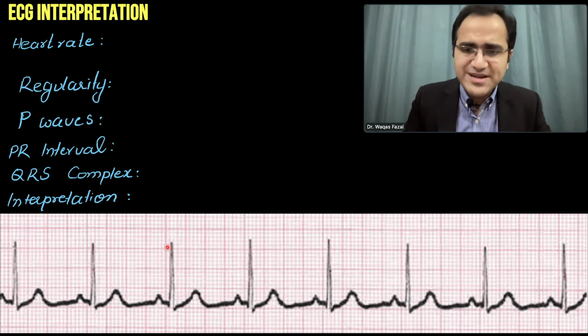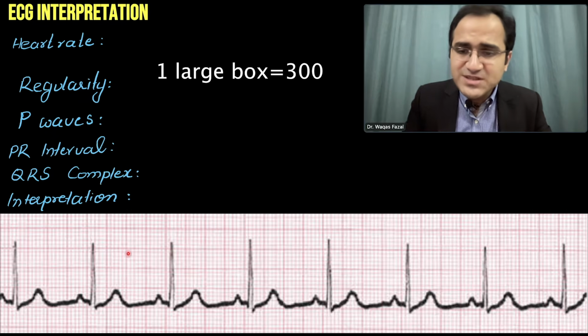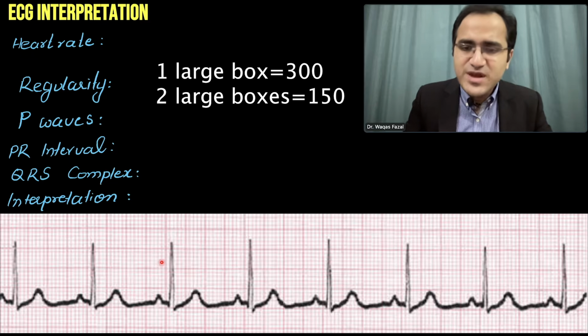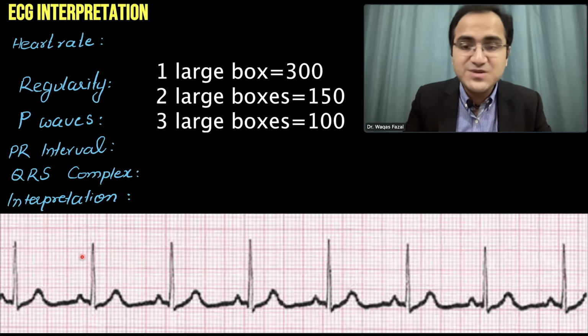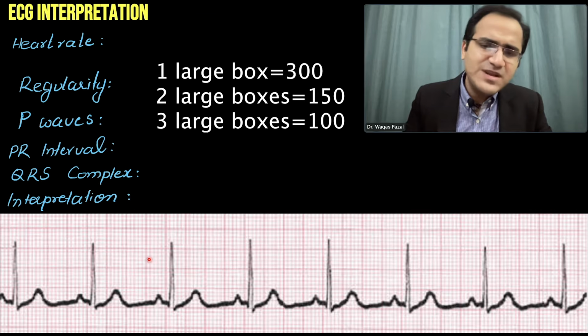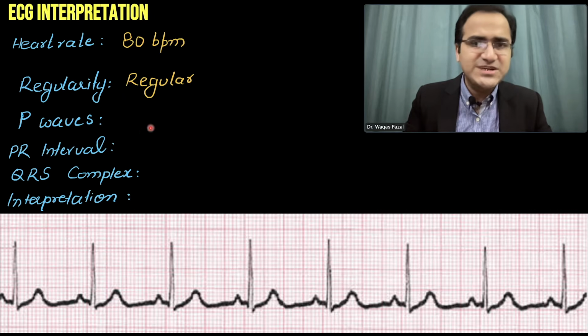Now coming to heart rate calculation in this ECG. If we have one large box between the two QRS complexes, the heart rate is 300 beats per minute. If we have two large boxes between the QRS complexes, that is 150. And if we have three large boxes between the QRS complexes, that is 100. And in this ECG, we have almost 2/3 of the third box as well. So we'll give it a rate of 80 beats per minute.